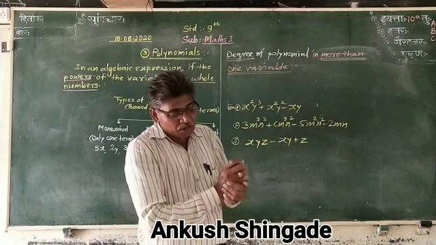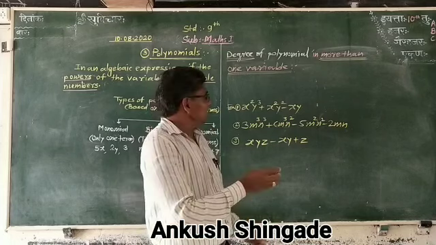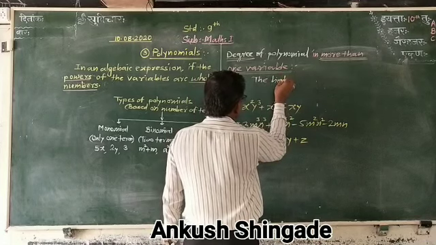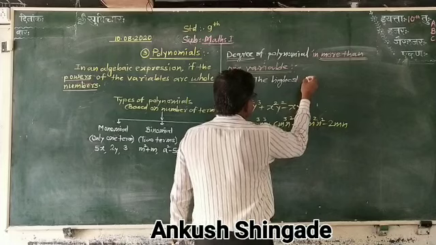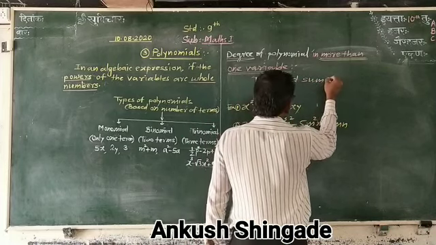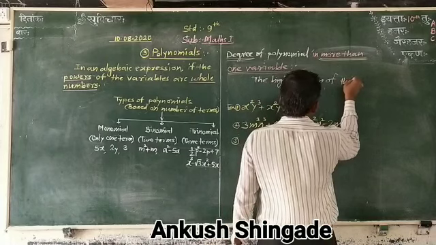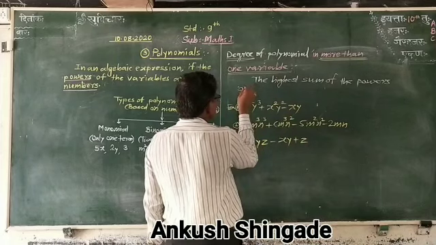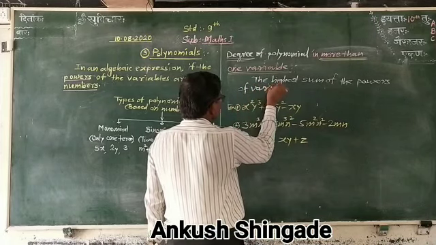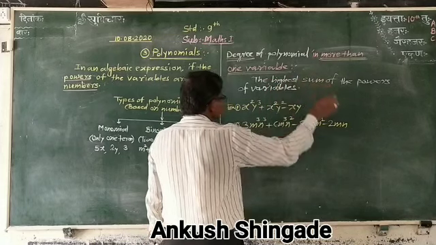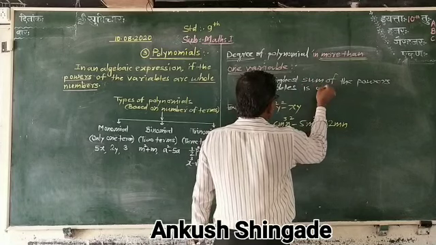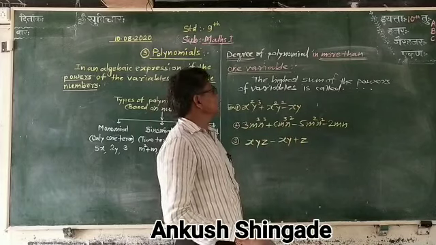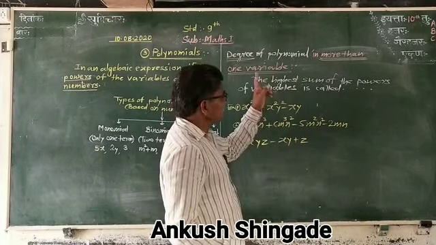Here the definition of the degree of the polynomial: the highest sum of the powers of variables is called the degree of the polynomial in more than one variable. The highest sum.